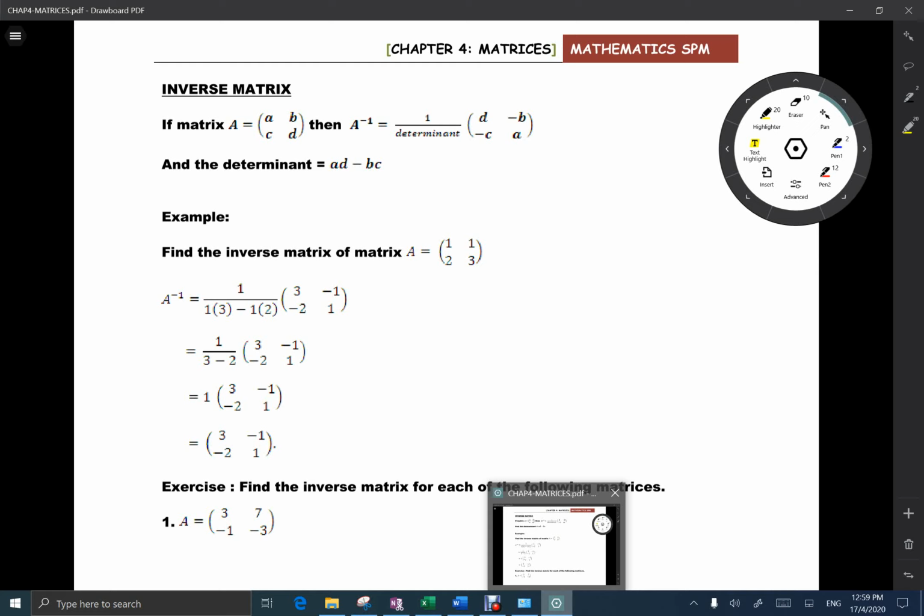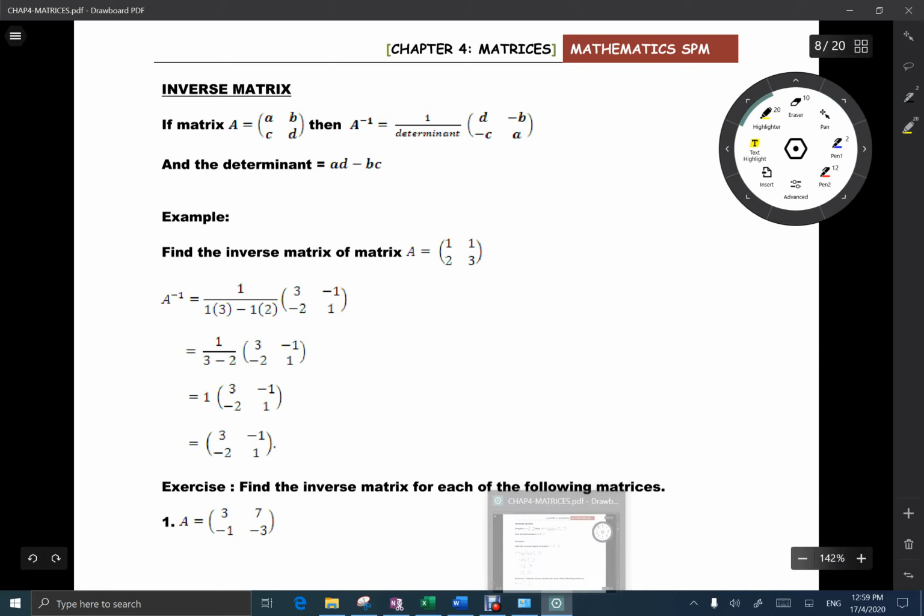Okay? Now, as I promised, today kita akan sambung our new subtopics. It's inverse matrix. Okay, so this is an inverse matrix. So, how to do inverse matrix?